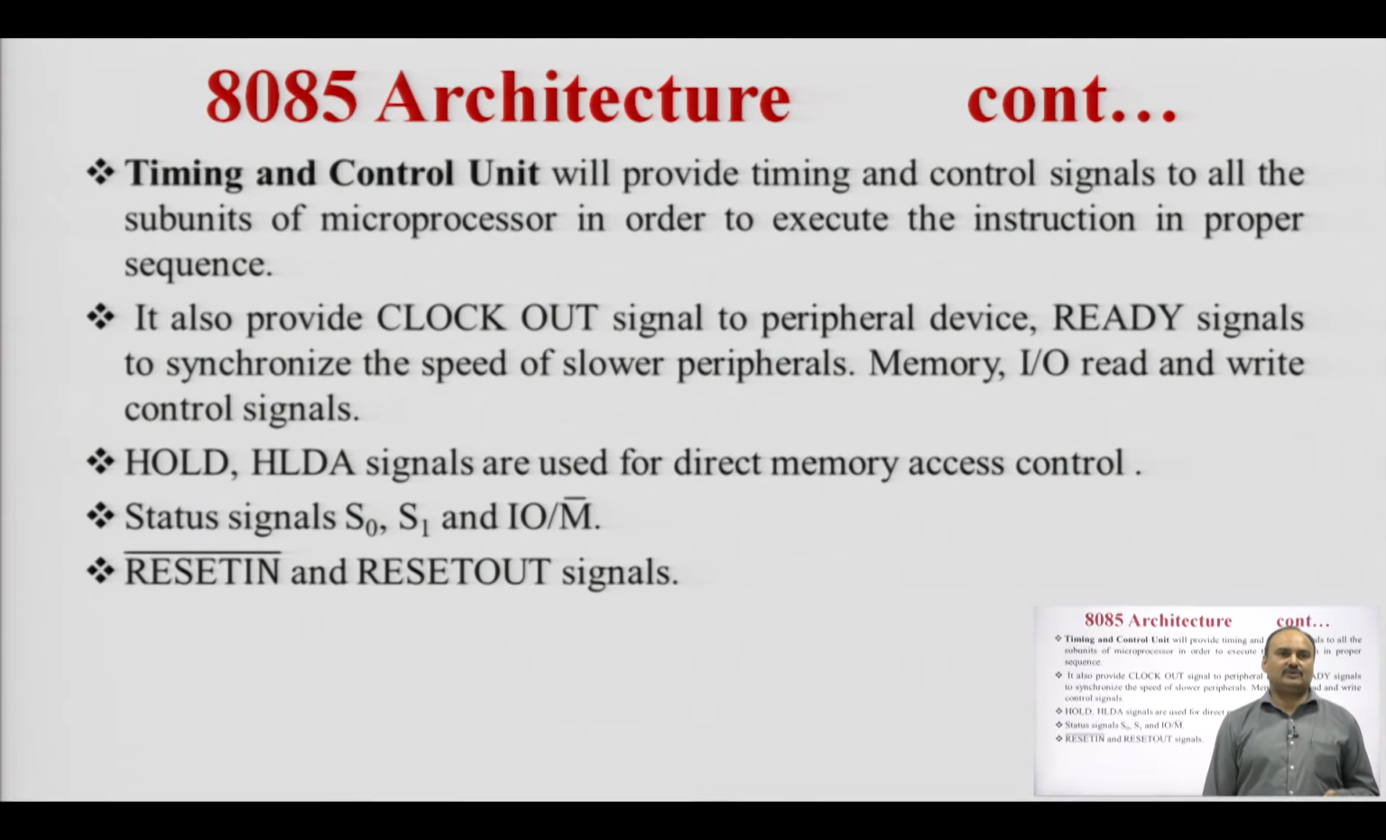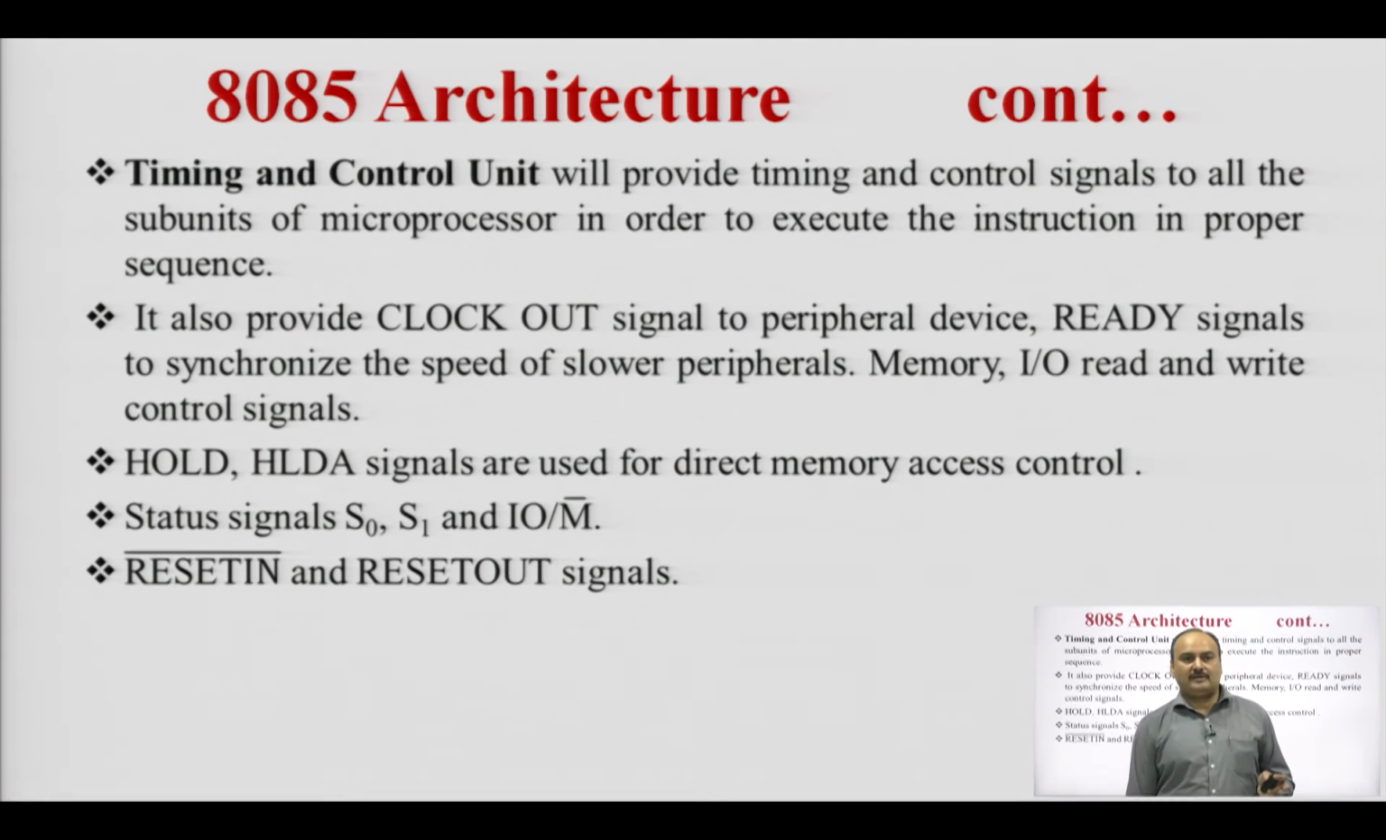So, the timing and control unit will provide timing and control signals to all these subunits which are part of the microprocessor. These are the interrupt control unit, serial input output control unit, accumulator, temporary register, flag registers, and register selection unit. If you want to use the general purpose registers, we have to select them with the help of the register selection unit.